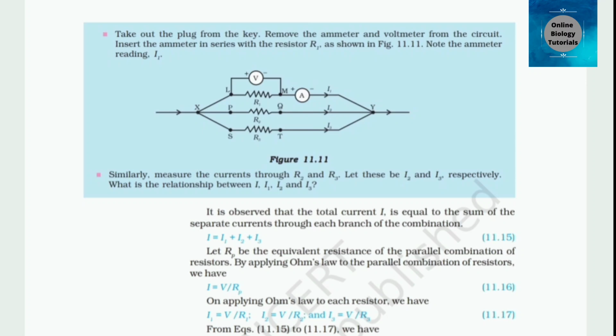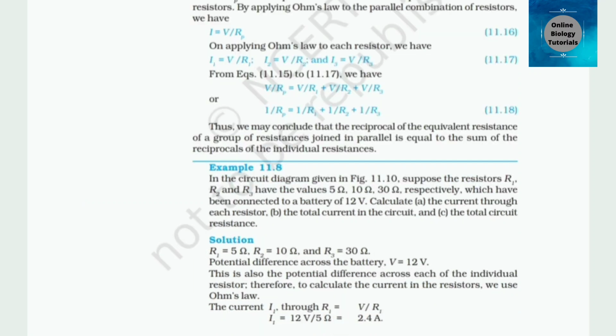On applying Ohm's law to each resistor, we have I1 equals V by R1, I2 equals V by R2, and I3 equals V by R3. (11.17) From equations 11.15 to 11.17, we have V by Rp equals V by R1 plus V by R2 plus V by R3, or 1 by Rp equals 1 by R1 plus 1 by R2 plus 1 by R3. Thus, we may conclude that the reciprocal of the equivalent resistance of a group of resistances joined in parallel is equal to the sum of the reciprocals of the individual resistances.